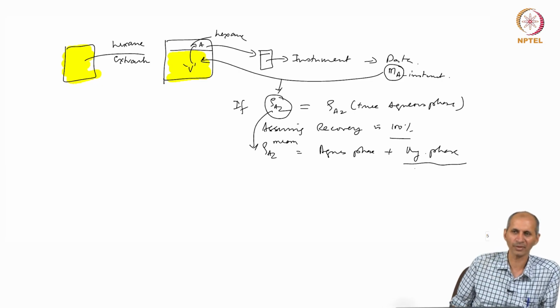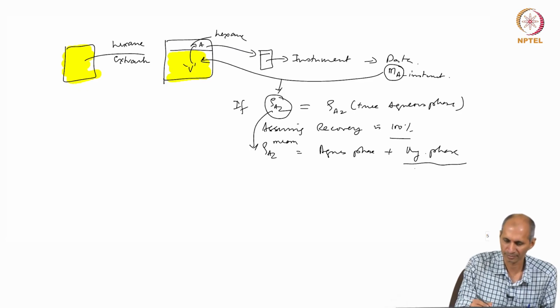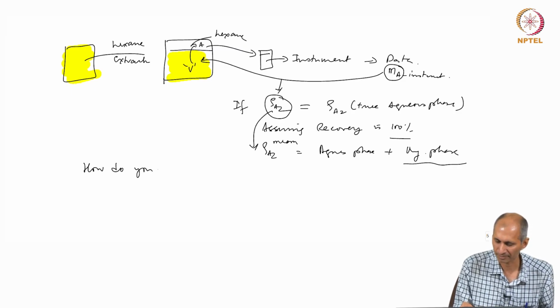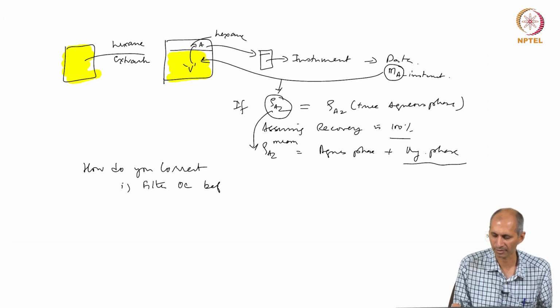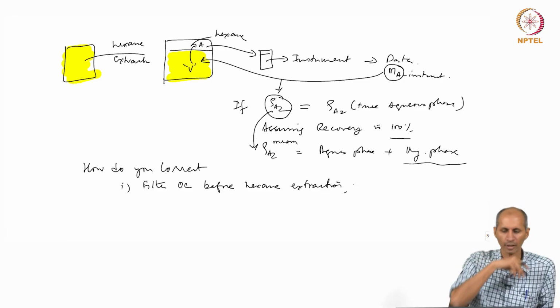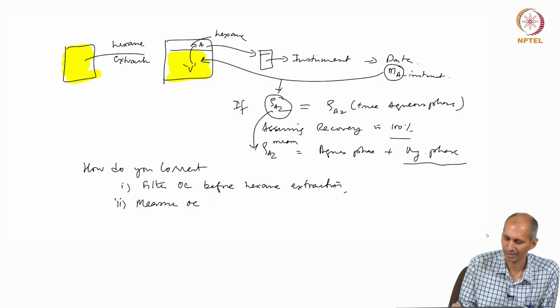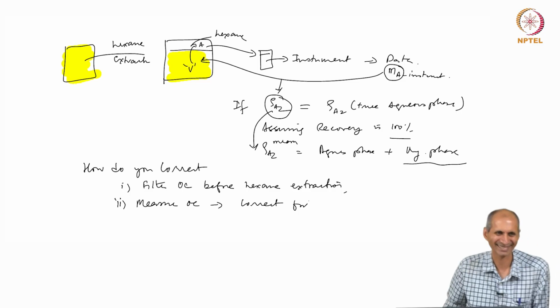So, how do you correct for this experimentally? You can filter. One is to filter the OC before hexane extraction. Sometimes this is very difficult to do. Okay. So, the other option is to measure the OC and then correct, using the same mass balance.